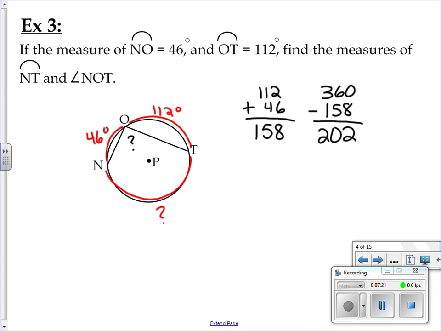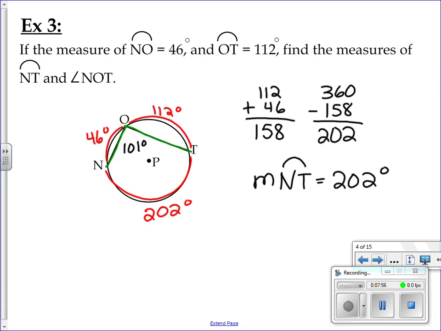So now we know the measure of arc NT is 202. I'm going to list that over here. Measure of arc NT, 202. So now that we know arc NT, how are we going to find the measure of angle NOT? Well, it's an inscribed angle opening up to arc NT. So what do we know about it? It's going to be half. So half of 202 is 101.